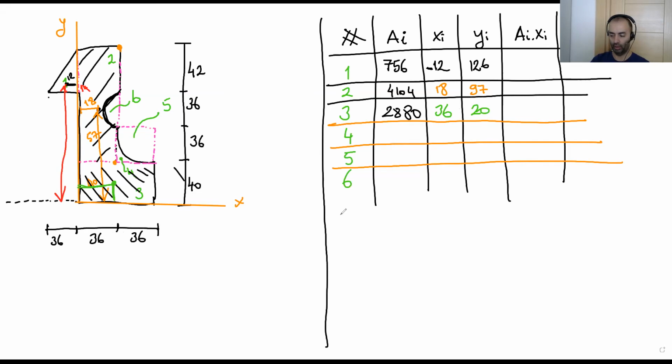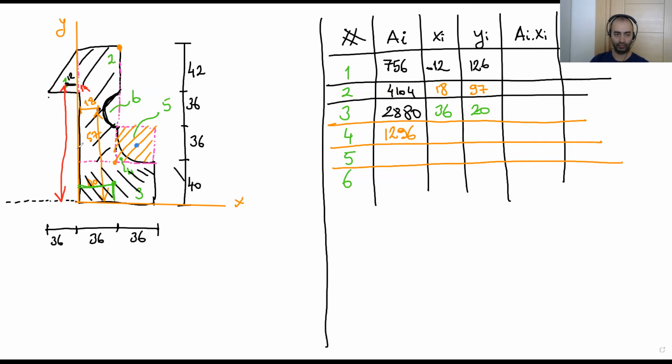Now the fourth one. The fourth one is this area. We have a square here, you can see 36 by 36. Okay, we have a square, and then we are gonna remove the part 5. So 36 by 36 here is the total area. The center point is here.